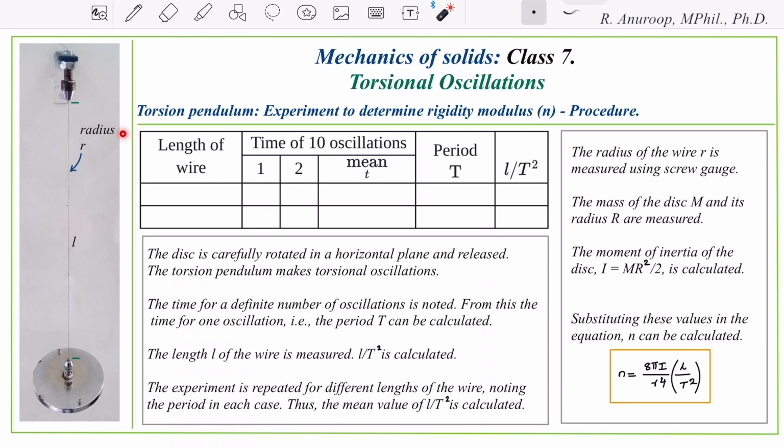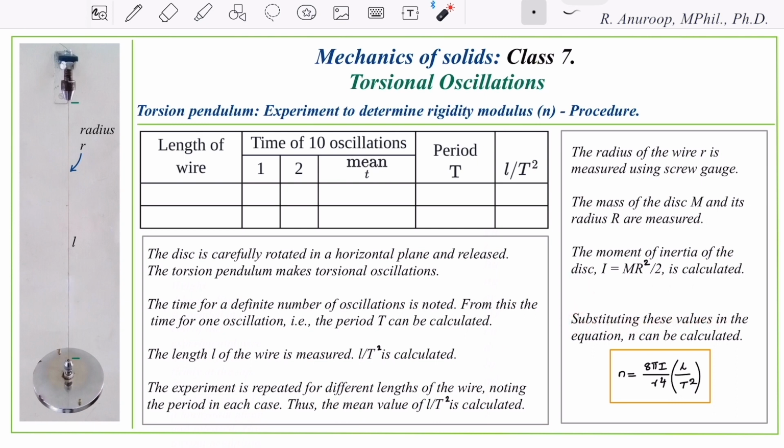Now using a screw gauge, the radius r of the wire is measured. Then measure the mass of the disc which is suspended at the bottom end of the wire, and measure the radius of the disc. Radius of the disc is capital R, mass of the disc is capital M. Then the moment of inertia of the disc is given by I is equal to MR square by 2.